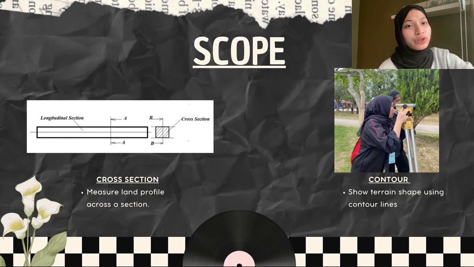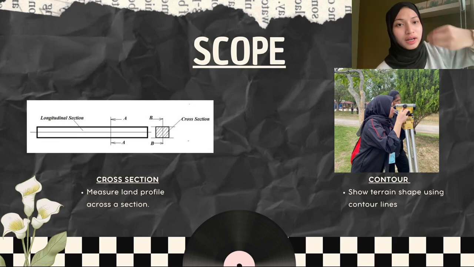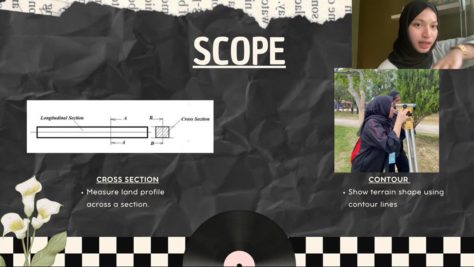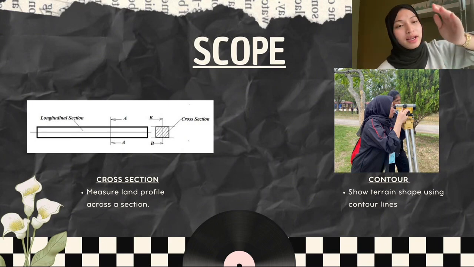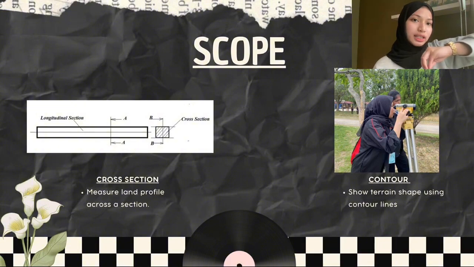Second last is contour survey. Contour survey shows terrain shape using contour lines. For example, identifying high and low areas of land. It is to assist in drainage and site planning.